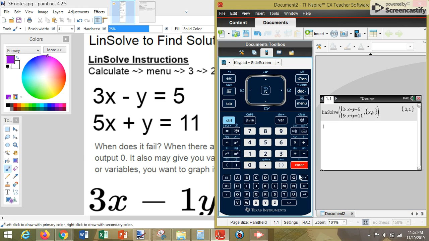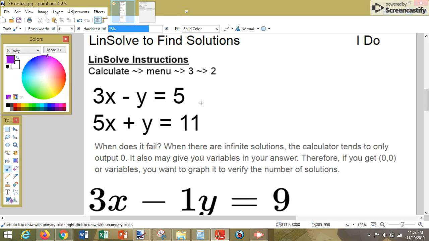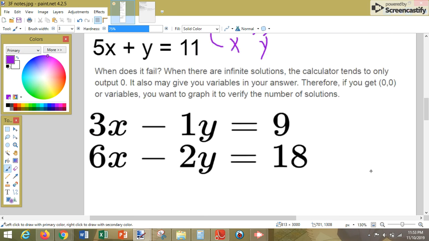Then press Enter. Your solution is (2, 1), where x equals 2 and y equals 1. Now sometimes LinSolve will give you something kind of weird. When does it fail? When there are infinite solutions, the calculator tends to only output 0. It may also give you variables in your answer. Therefore, if you get (0, 0) or variables, you will want to graph it to verify the number of solutions. This is what I mean.